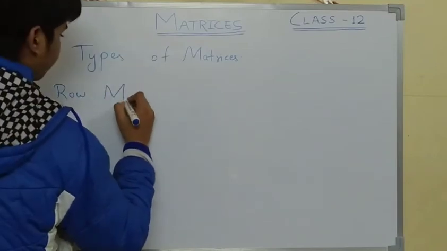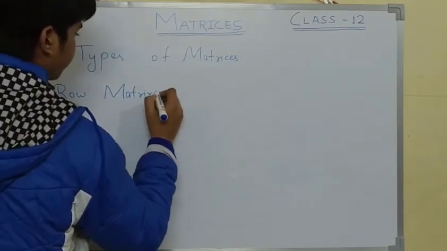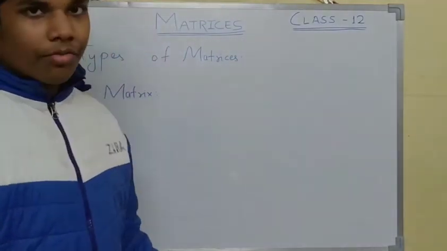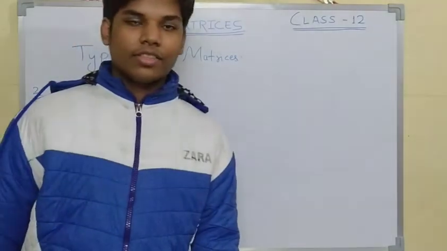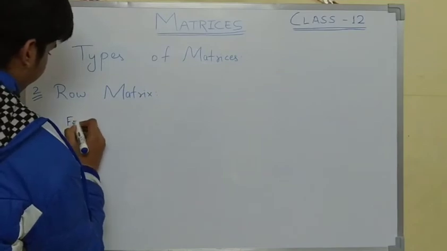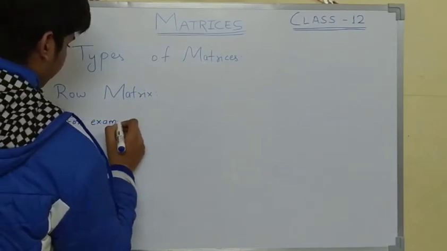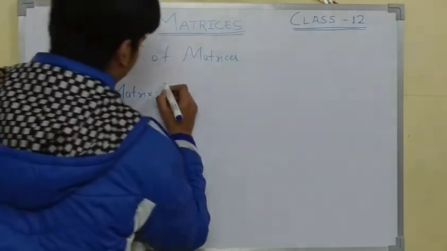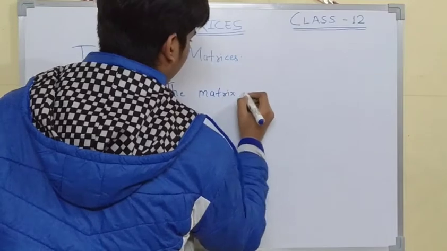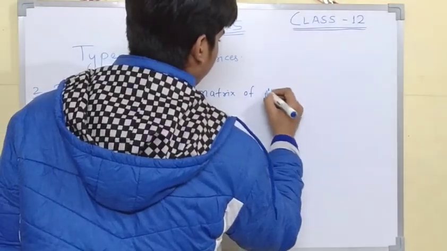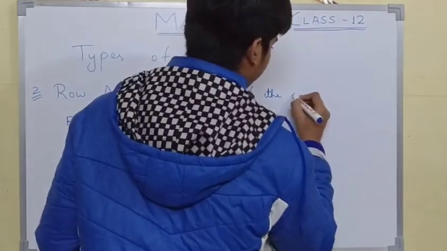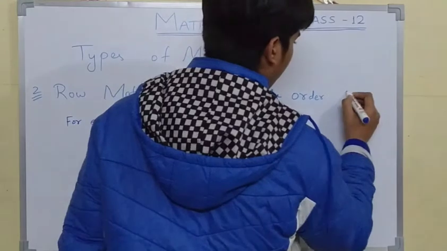Row matrix. In a row matrix, only one column and any number of rows, or we can say the matrices which are of the form R into 1. For example, here I also write the matrix of the form or order R into 1.